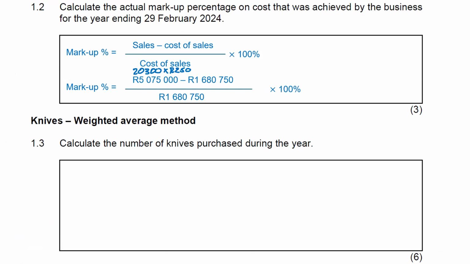And our markup here will be 201,95. All right, let's move to knives. Knives, they want us to calculate the number of knives purchased during the year. Guys, once you know the formula, honestly, this is very, very easy, I must say.